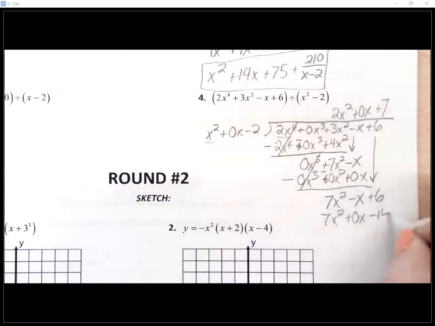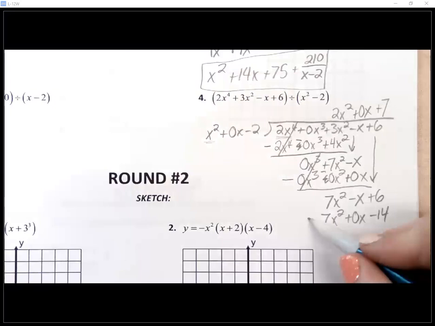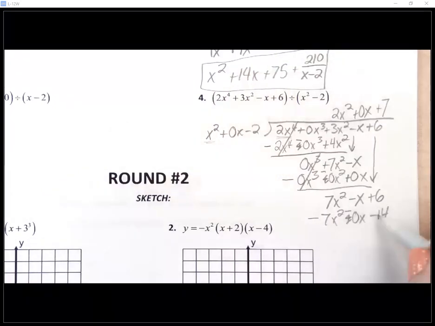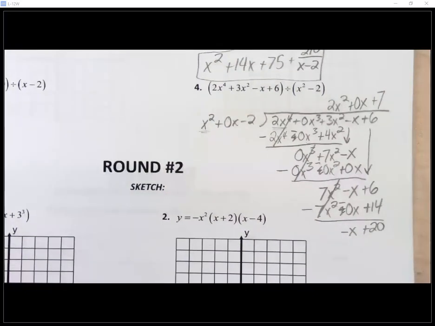Subtract the whole line. So minus, minus, and now this becomes a plus. My first terms cancel just like they should. Then I'm left with negative x plus 20. I have nothing left to bring down, so that whole thing is my remainder.